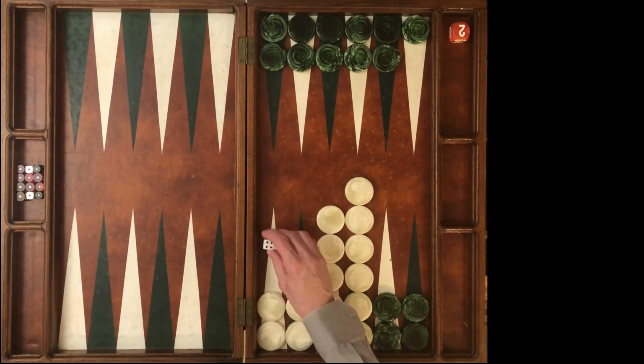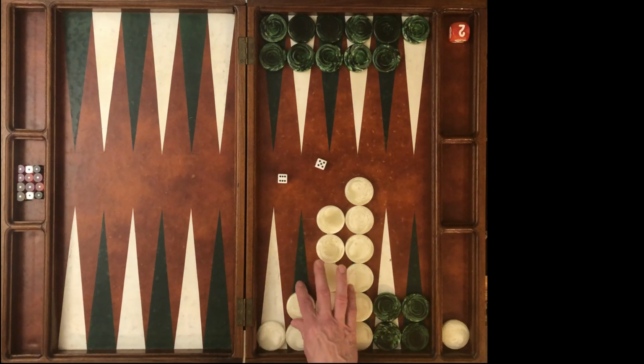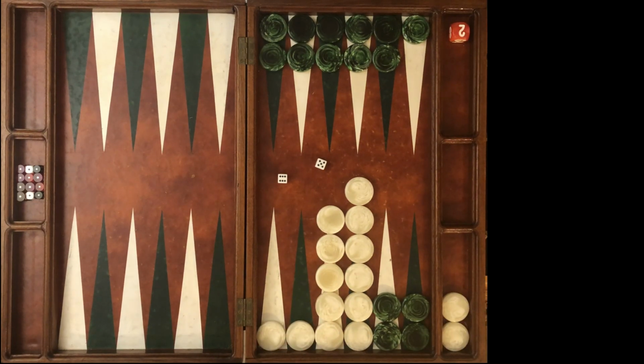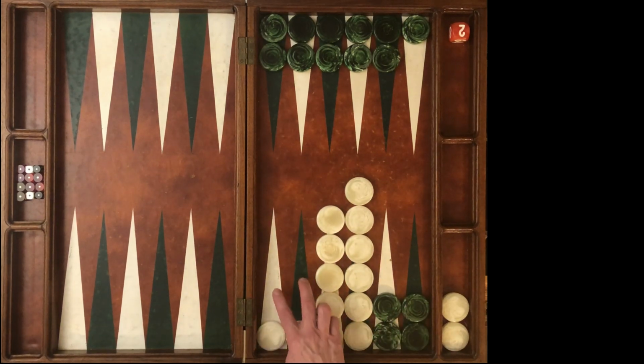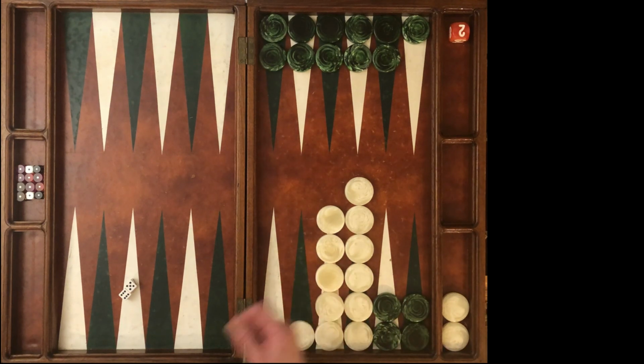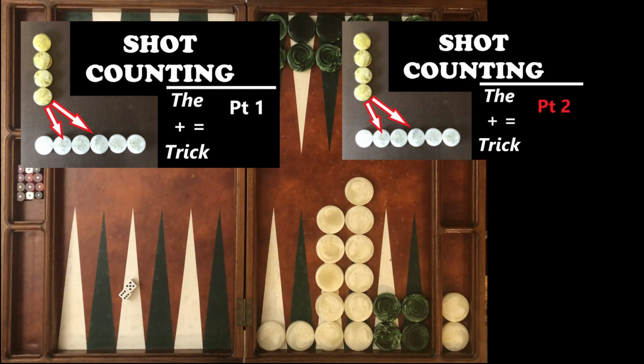What about, instead of 6-4, what if we rolled this roll, 6-5? The 6 is forced. We can't move the 5 here. The 5 is forced. Now we've left 2 checkers into 2 points that can hit us. How many rolls hit? Now, how many rolls hit will be the subject of shot counting part 1 and shot counting part 2. So that's a different subject. But how many rolls hit?